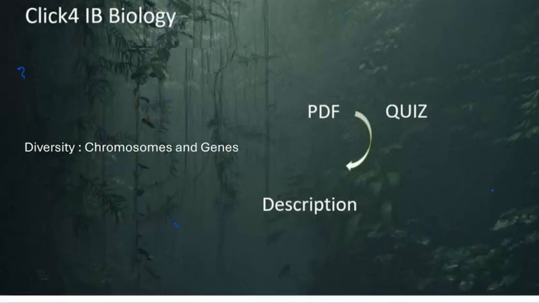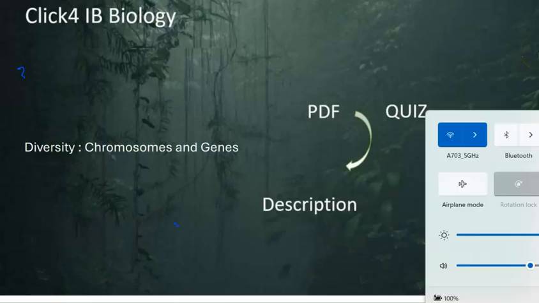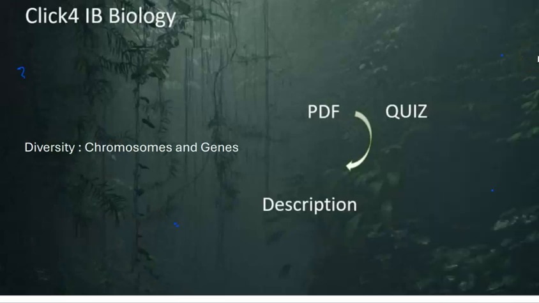This is video number 3 in our topic, which is diversity of organisms. And this is one of 2 videos in which we'll be looking at chromosomes and genes. So videos 3 and 4 are looking at chromosomes and genes.